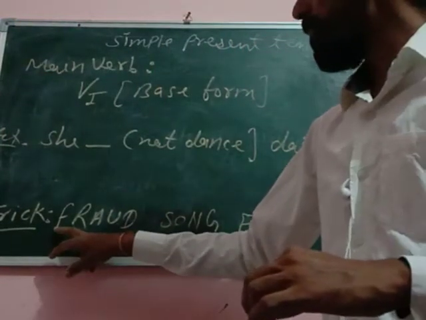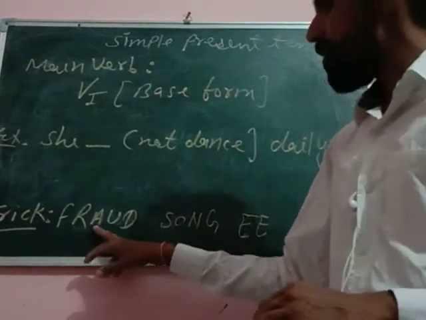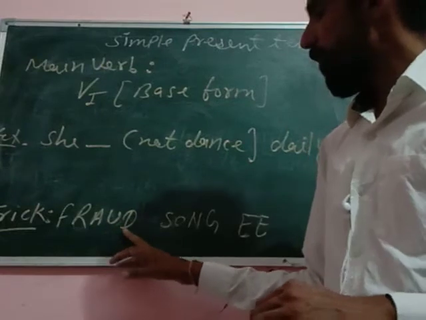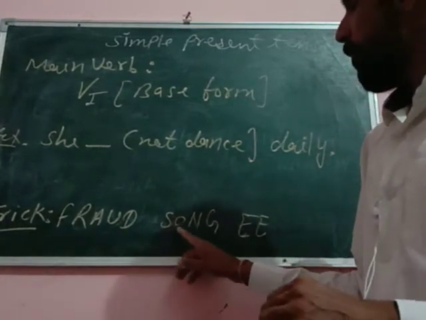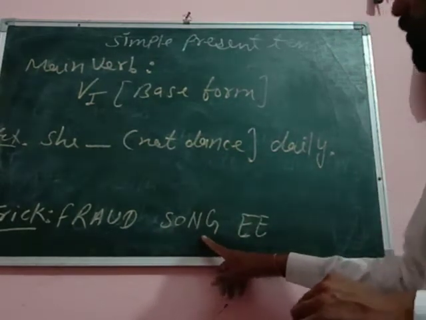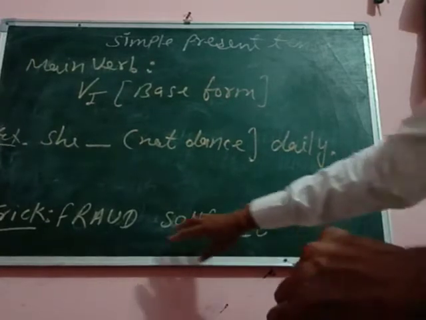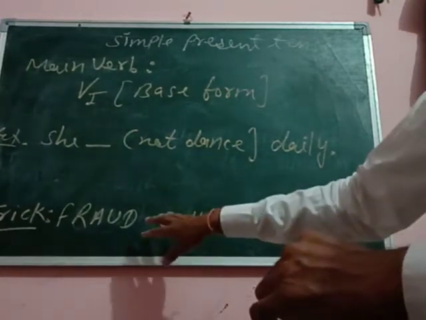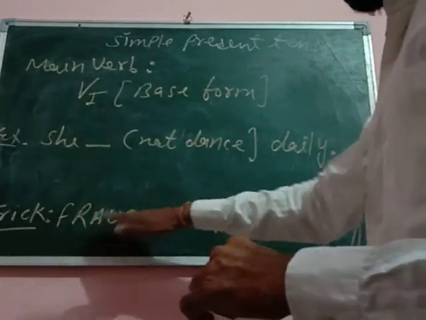F for frequently, R for rarely and regularly, A for always, U for usually, D for daily, S for scarcely, seldom, sometimes, O for often and occasionally, N for never, G for generally, E for each plus time or every plus time. So these are the time adverbs which are used in simple present tense. You have to learn all these things.